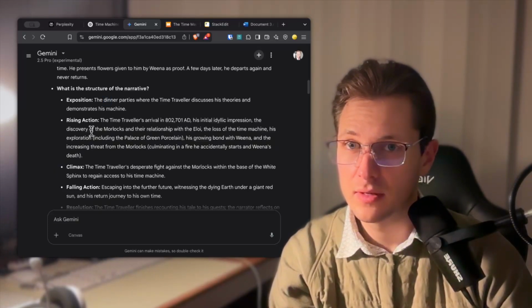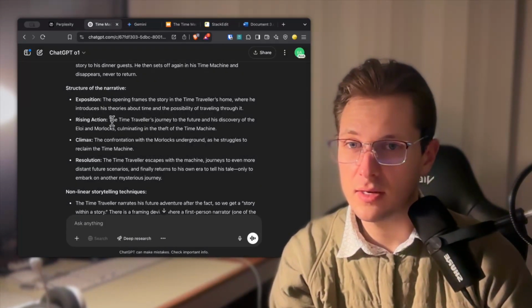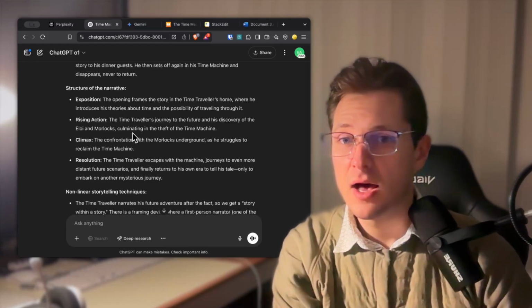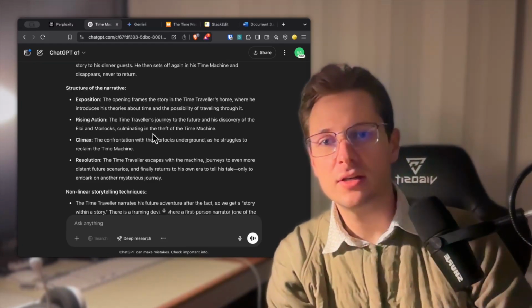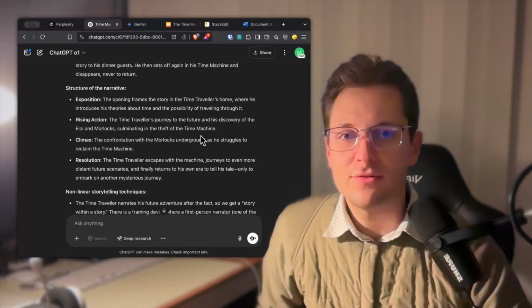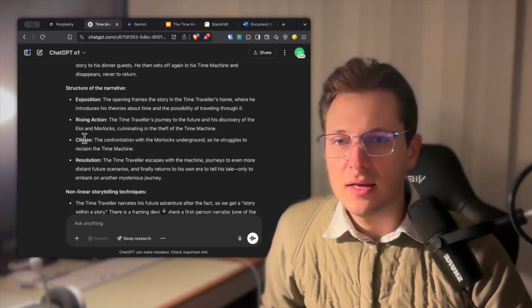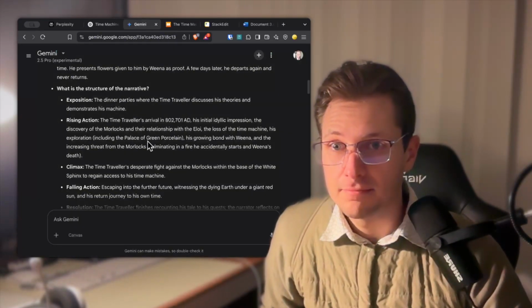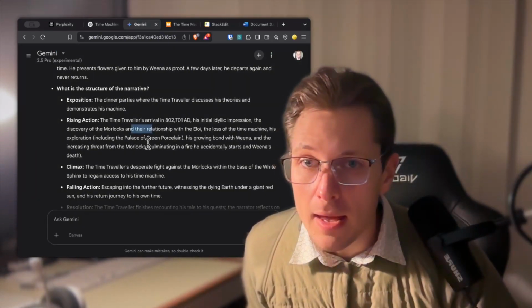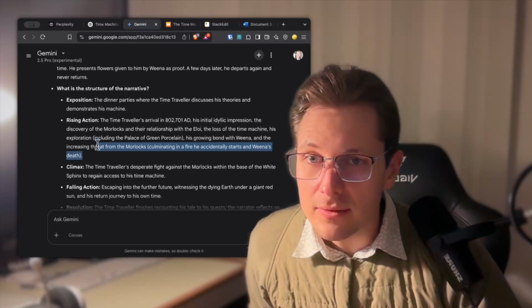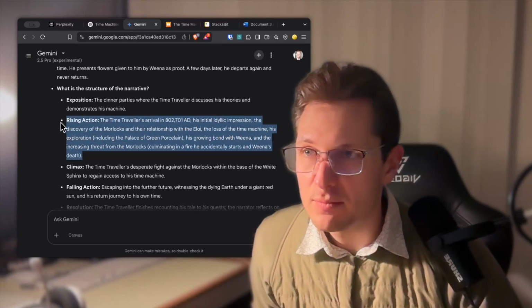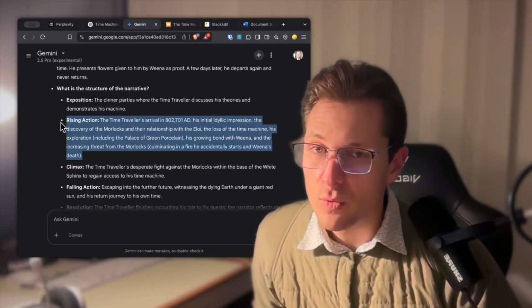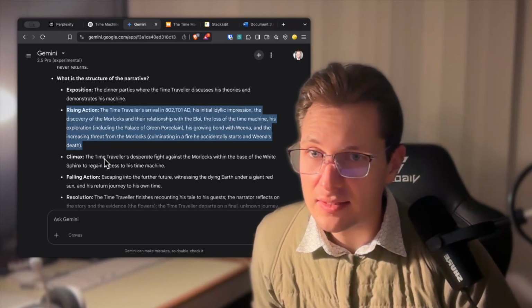Rising action. So in GPT's response, the time traveler's journey to the future and his discovery of the Eloi and Morlocks, culminating in the theft of the time machine. What does Gemini say? All right, so this answer seems to be a bit more complete. It's got more substance, more details, in my opinion.